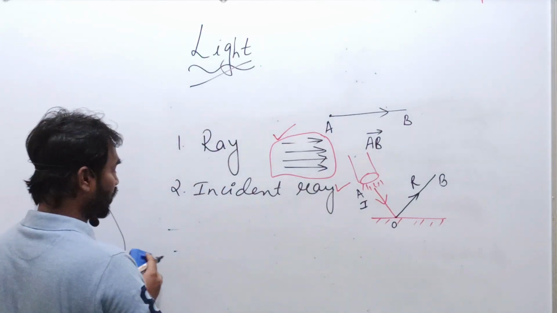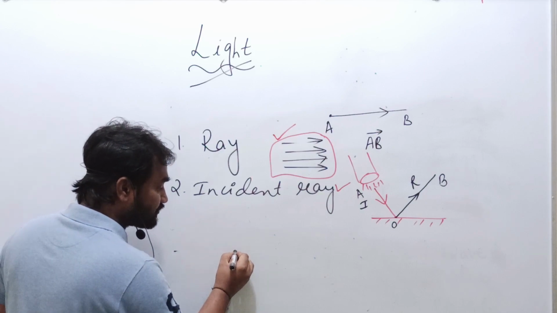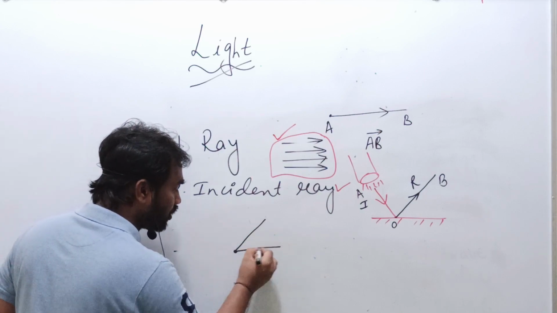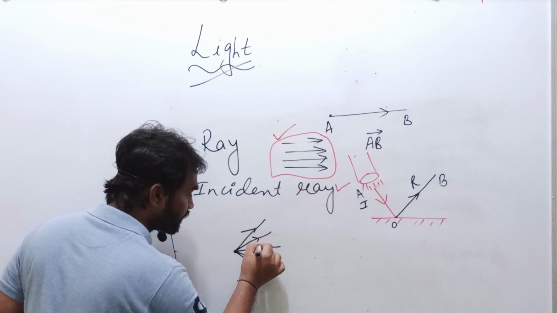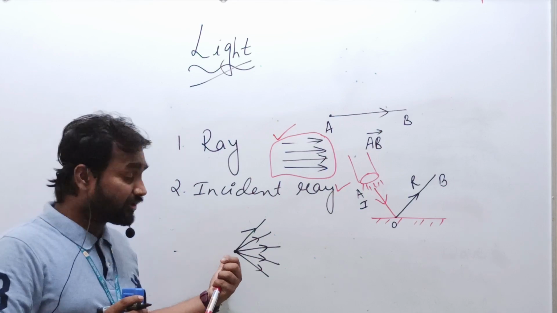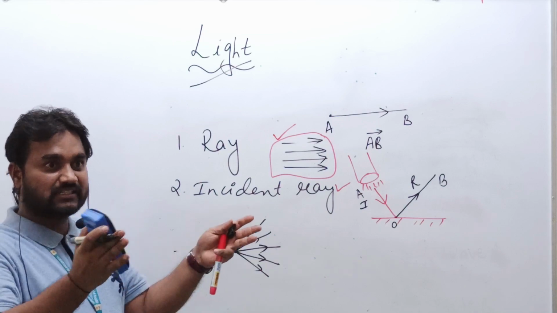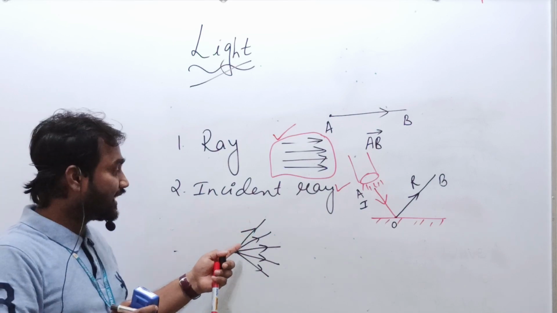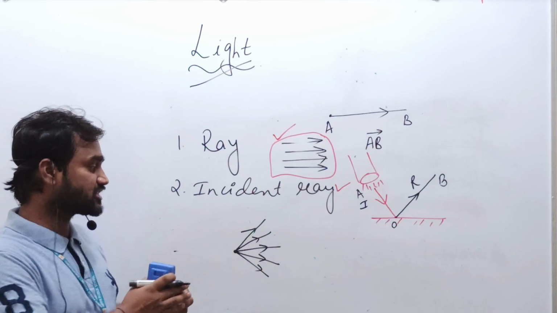if I show from a point source of light, this is a point source of light. The light rays from this point are going to diverge in all directions. They are going to move in different directions. So, when the light rays from a source are dispersed or scattered in different directions, we call it a divergent beam of light.